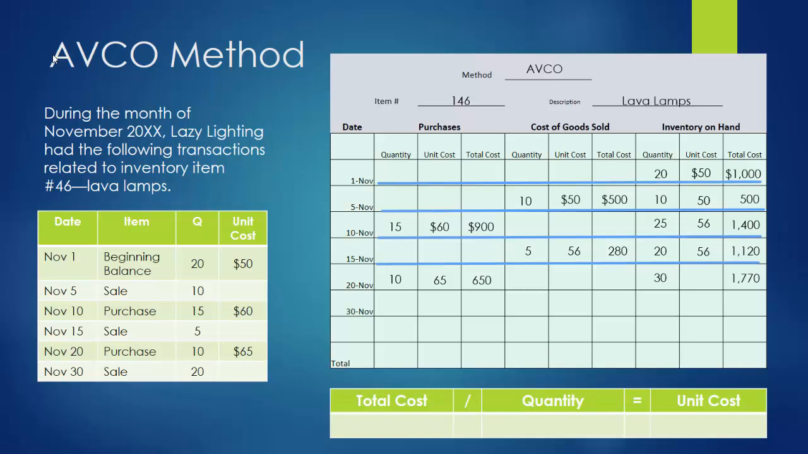Now we need to figure out our new unit costs. So we take our new total cost of $1,770, we divide it by our quantity, 30 lava lamps, which means that each lava lamp that we have in inventory has an average cost of $59. So we're going to report that as our unit cost.